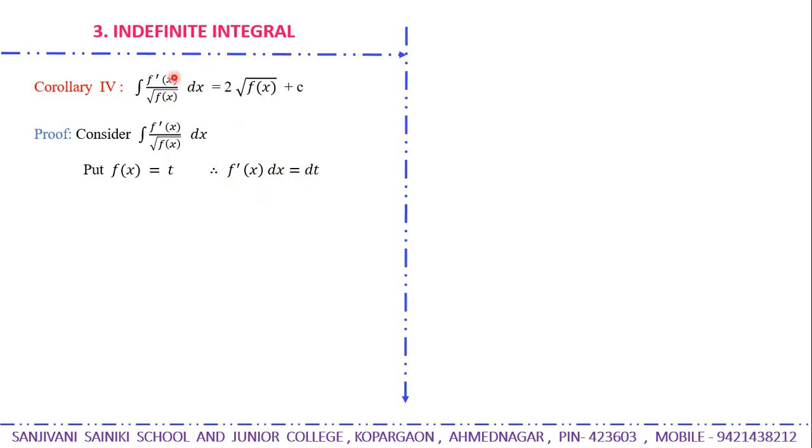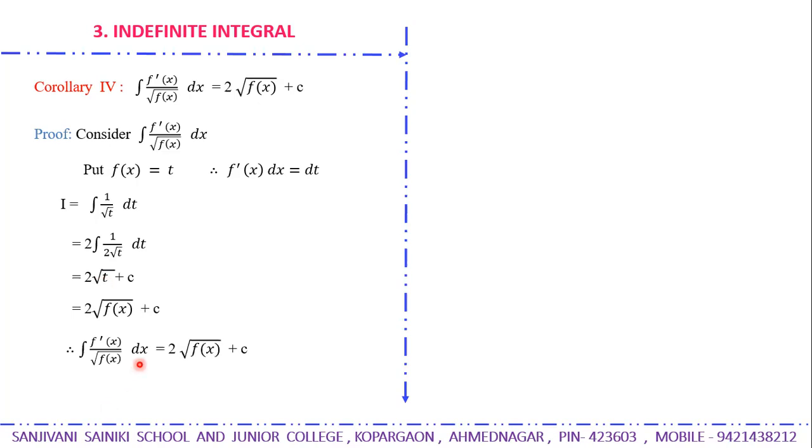So the numerator will be replaced by dt only, and you will get 1 upon root t. But this root t can be taken to the numerator. You will get t raised to minus 1 by 2, and its integral is t raised to plus 1 by 2 upon plus 1 by 2. So after simplifying we will get 2 root t. But what is t? T is f of x. So the integral of the given function f dash of x upon root f of x dx is equal to 2 root f of x plus c.